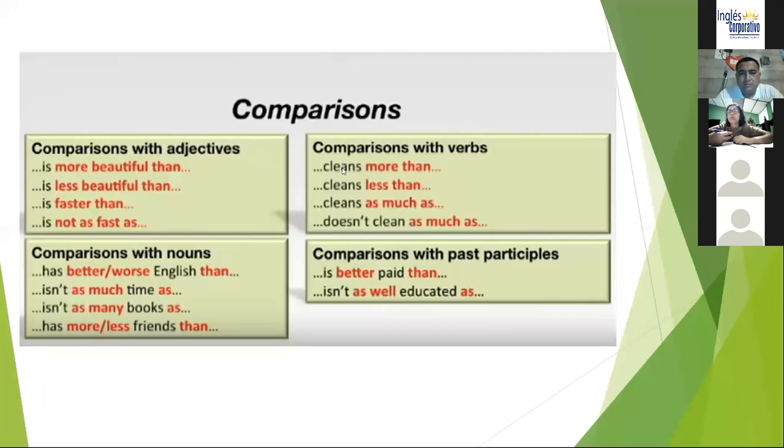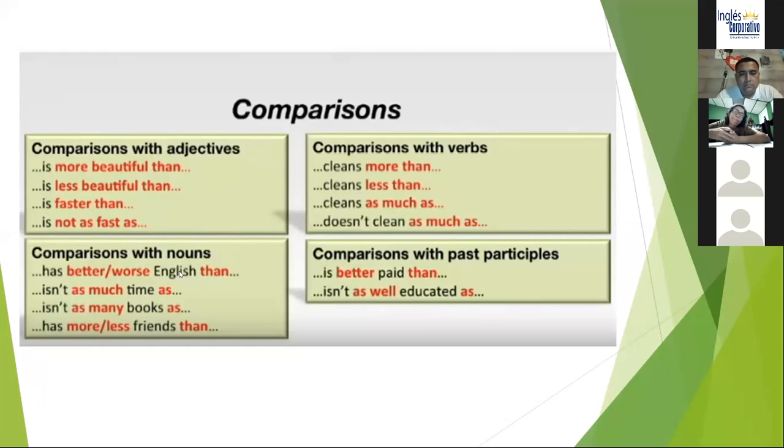In this case, they're using the verb cleans, but you can use any verb. And it's the only one that goes before. If you notice the other ones, beautiful is in between. Faster is like that too. In this case, they're using faster than.